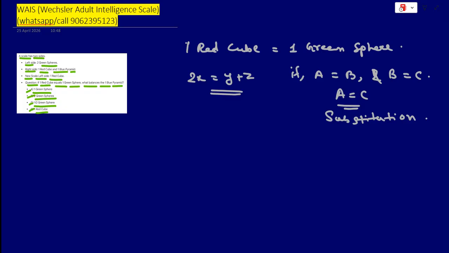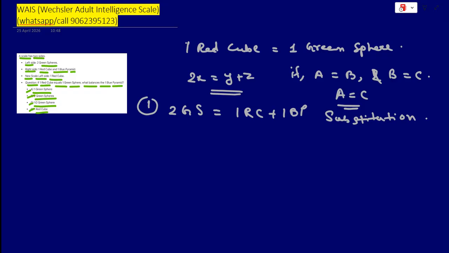Think of it like swapping a $10 bill for two $5 bills. The value is the same, but the shape is changed. Now in competitive intelligence testing, the goal is to see how fast you can swap these mental images without going crazy. So let's break it down. Equation number 1: two green spheres is equal to one red cube plus one blue pyramid.